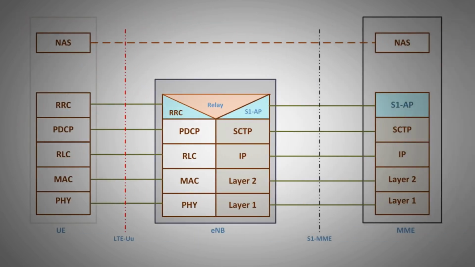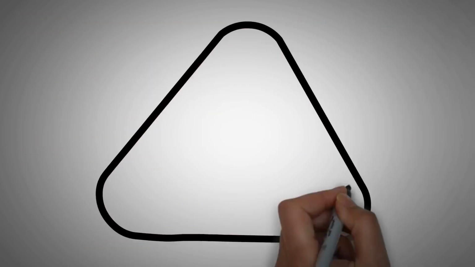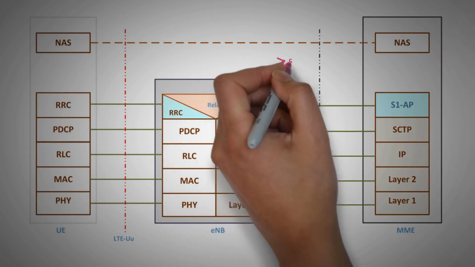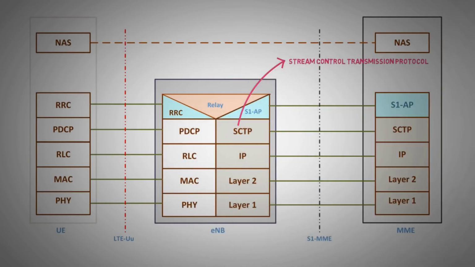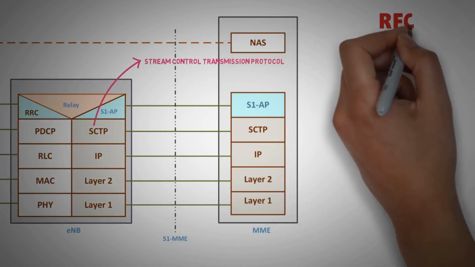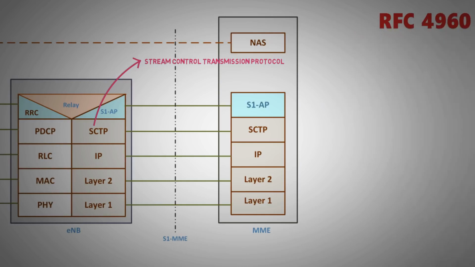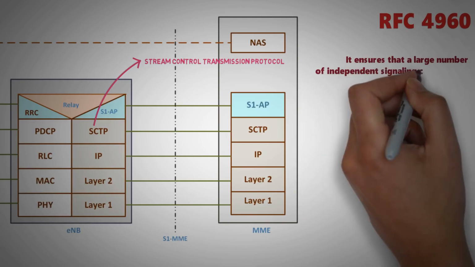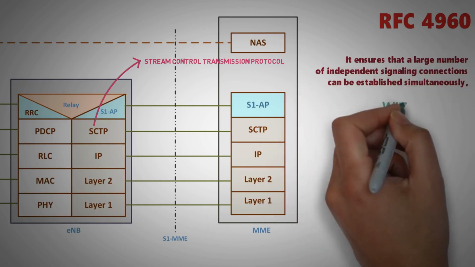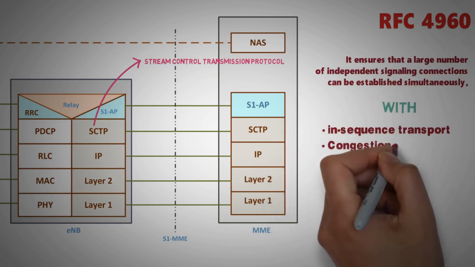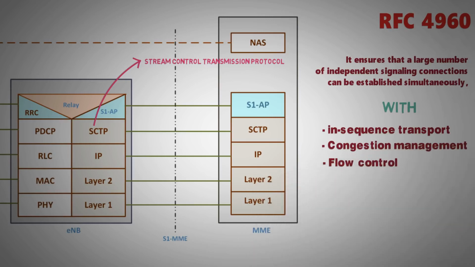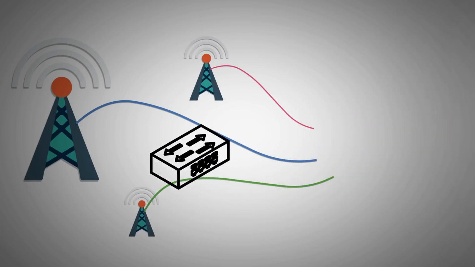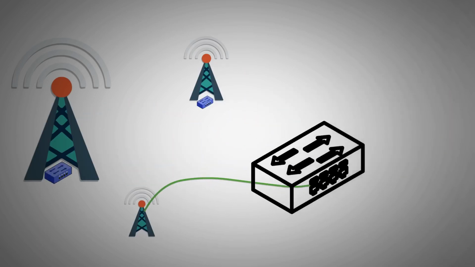In the S1-CP protocol stack, instead of the commonly known TCP and UDP on layer 4, the telecom-specific Stream Control Transmission Protocol (SCTP) is used as defined in RFC 4960. It ensures that a large number of independent signaling connections can be established simultaneously with in-sequence transport, congestion management, and flow control.